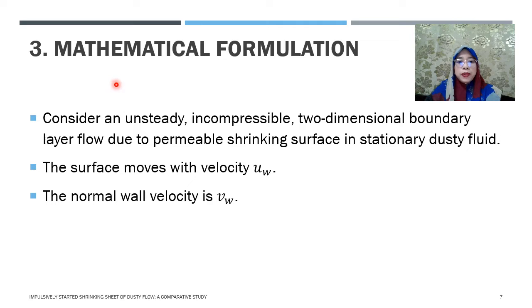We proceed to the mathematical formulation. We consider an unsteady, incompressible, two-dimensional boundary layer flow due to a permeable shrinking surface. So we consider fluid suction in this problem in stationary dusty fluid. The surface moves with velocity uw, and the normal wall velocity is vw.